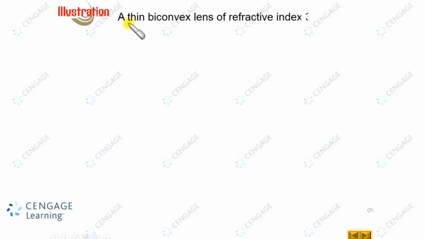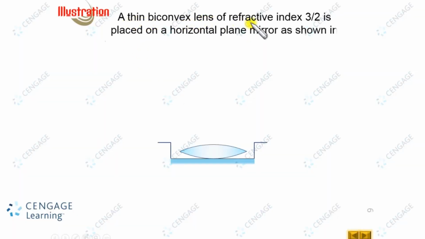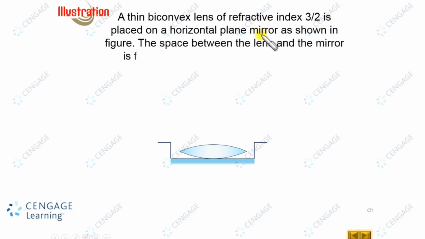In this illustration, we are given a thin biconvex lens of refractive index 3/2 placed on a horizontal plane mirror as shown in the figure. You can observe this is a horizontal plane mirror, and here the biconvex lens of refractive index 3/2 is placed. The space between the lens and mirror is filled with a liquid of refractive index 4/3. That means this space is filled with the liquid of refractive index 4/3.